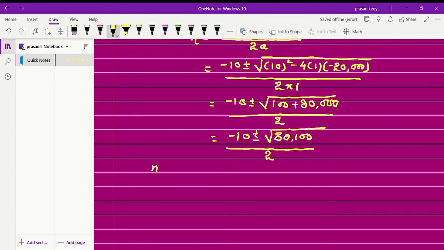So if you solve this on the calculator, you are going to get two values of n. One value of n will be 136.5 and the other value of n is negative 146.5. Obviously, number of terms cannot be negative, so this value is not acceptable. Now come to this value. Now obviously number of terms cannot be in a decimal fraction.